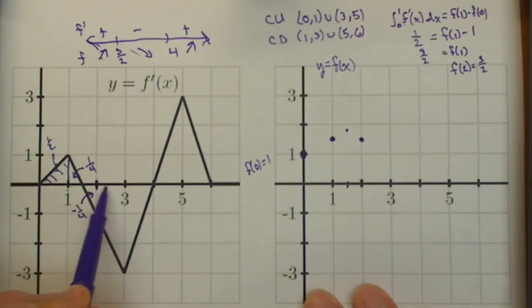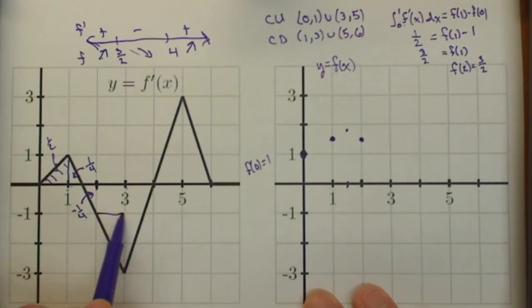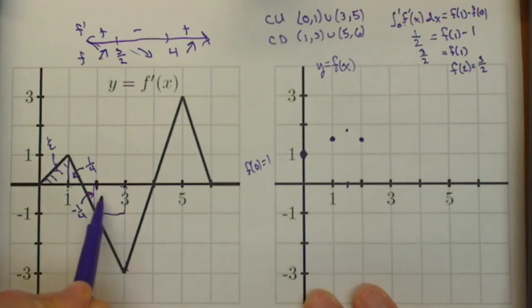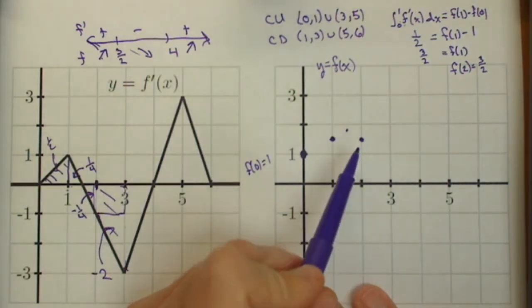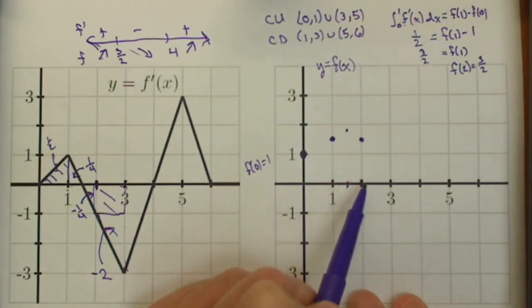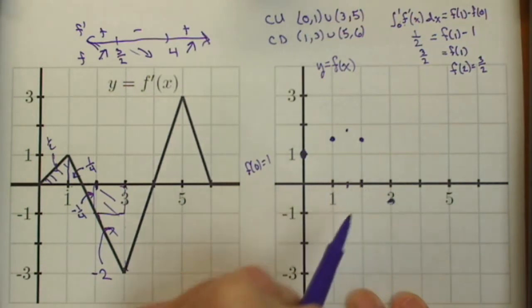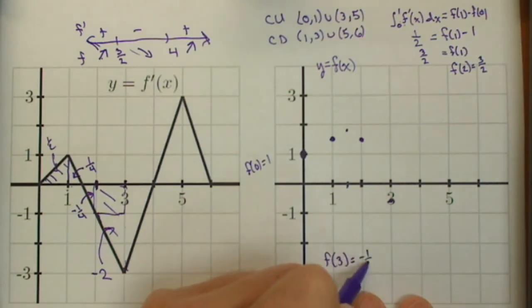Now if we look between 2 and 3, we could break this up if we like. We've got a square of 1, and then a triangle with a height of 2 and a base of 1, so that's got an area of 1. So the area here is -2. That means our change between 2 and 3 is that we're going to go down 2. We were at 3/2, and we go down 2 to -1/2. So just to keep track, f of 3 is -1/2.